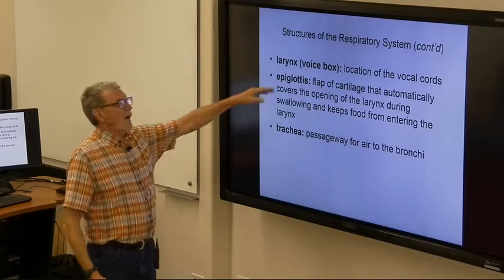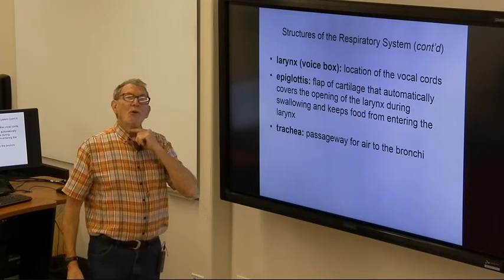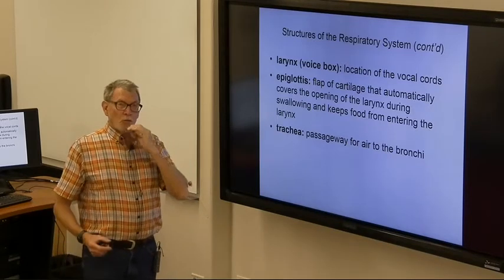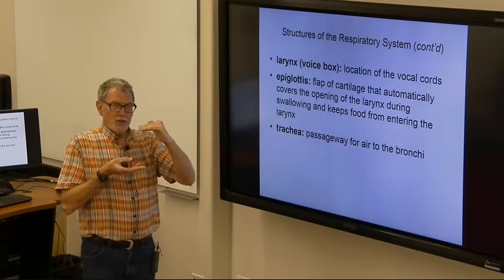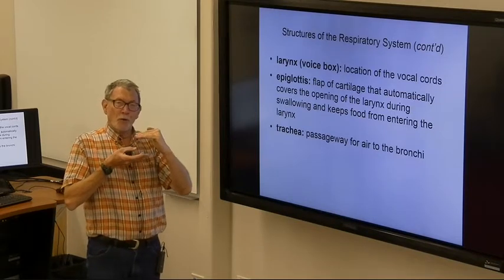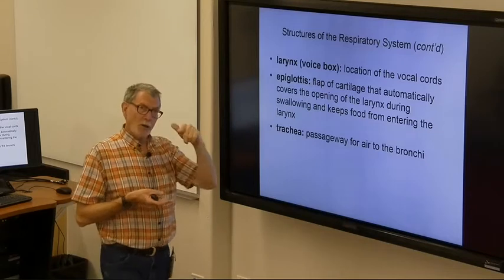Larynx is the voice box. On a guy, you can see it move up and down more. It raises and lowers to stretch and relax the vocal cords, so change the pitch of your voice.